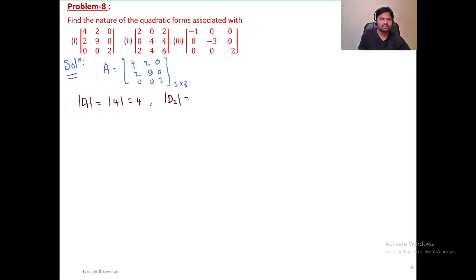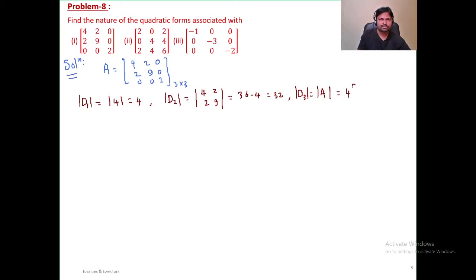Next, I want D2. Now what is D2? This one, right? So determinant of 4, 2, 2, 9. What is this? 4 nines are 36 minus 4 is 32. Okay. Next, what is D3? The given matrix, right? Determinant of D3 is nothing but determinant of A.